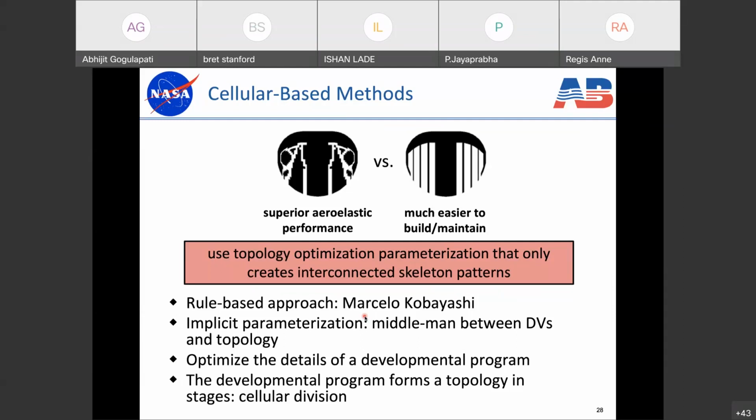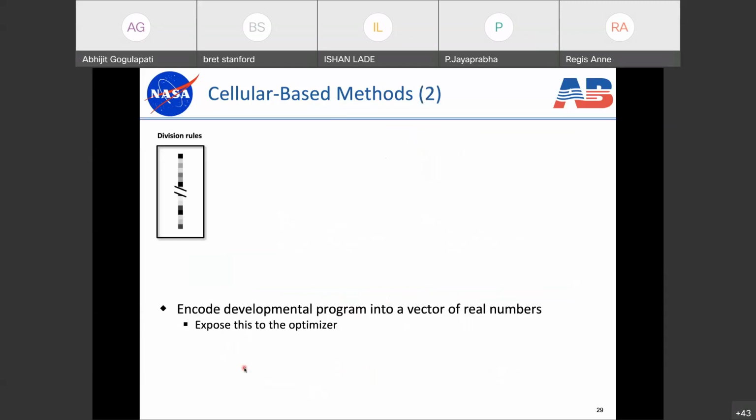That middleman is a so-called developmental program, and we'll talk about that more in a minute. This developmental program is a vector of real numbers, which are the design variables, and that developmental program, when it's quote-unquote compiled and executed, is going to form the topology for us in stages using cellular division-based ideas. So we'll do a run-through of that here and how this works. Again, we have a developmental program. It's a set of rules. It's basically a vector of real numbers, which we expose to the optimizer.